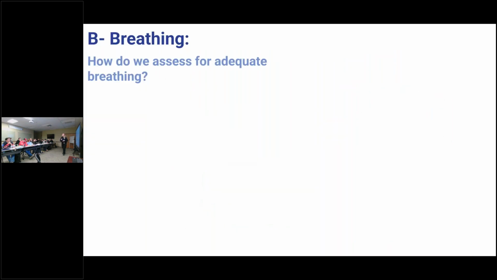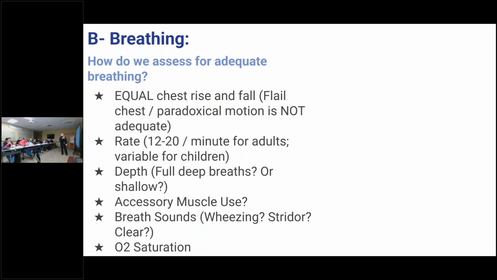All right, now on to B, breathing. How do we assess for adequate breathing? Equal bilateral chest rise and fall. Okay, cool. What else? What about their rate? We can try to figure out their rate, right? Respiratory rate. So here's some of those things.